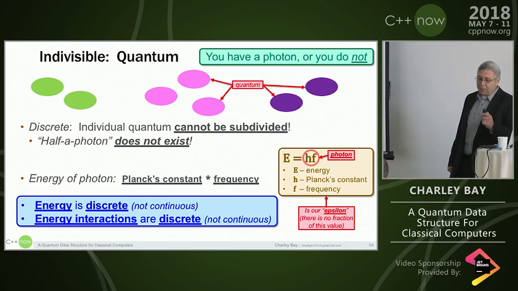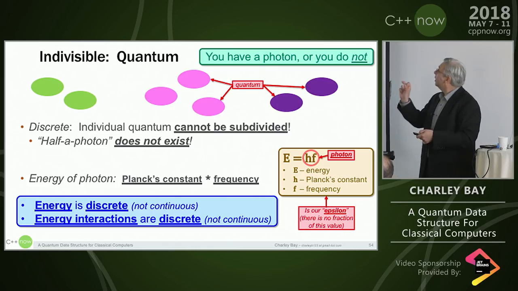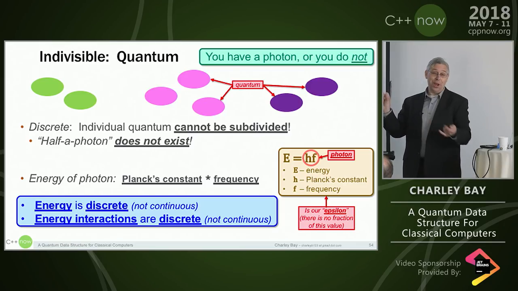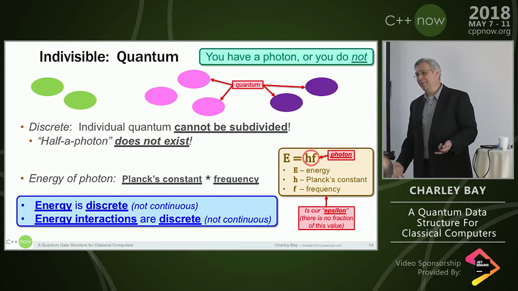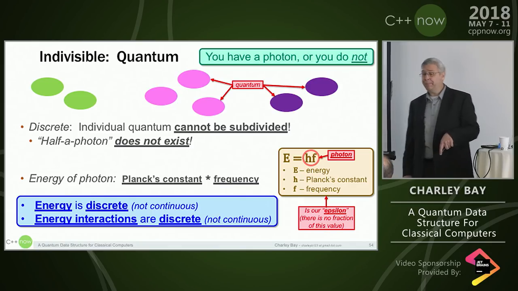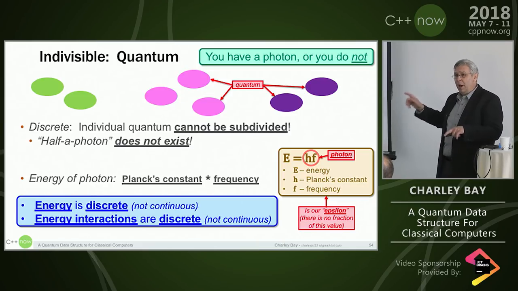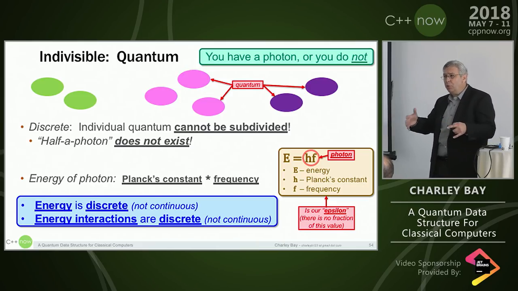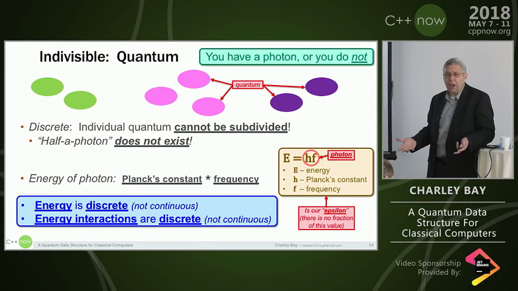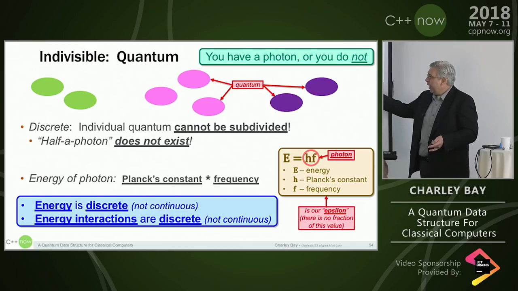So indivisible, quantum: you have a photon, hf, and it's your photon, or you don't have it. You either have it or you don't. It's not like half of one. You can't have half of one. It cannot be subdivided. There is this Planck's constant thing going on, but we kind of know this wave-particle duality now, which we now know applies to pretty much everything because mass is arbitrary. There is no true mass of anything. It's variable. Energy is discrete.